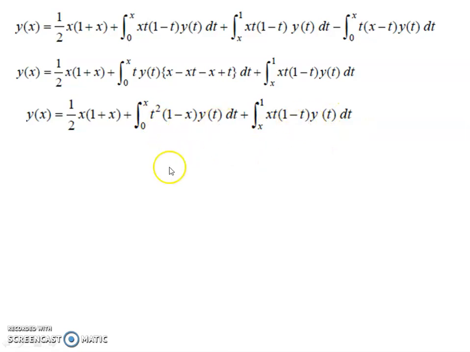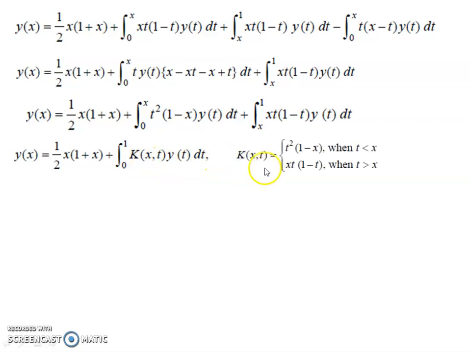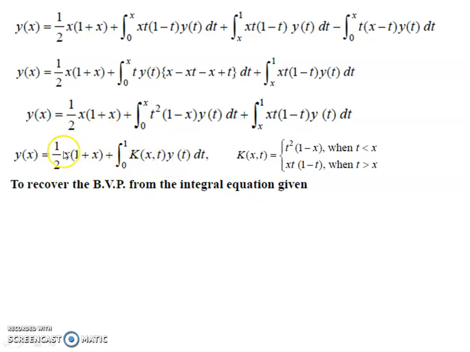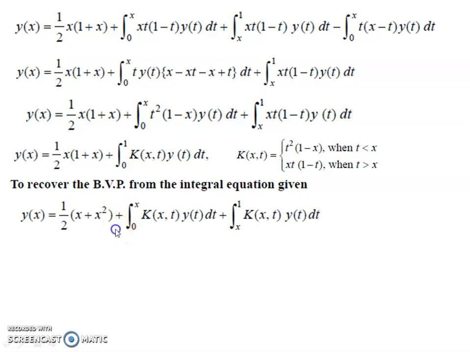So I take it as K(x,t). This is K(x,t), where K(x,t) is written as we saw in the earlier question. K(x,t) is equal to t square 1 minus x when t varies from 0 to x, and xt into 1 minus t when t varies from x to 1, that is, t is greater than x. So this is all about the integral equation. To recover the boundary value problem from the integral equation, we just differentiate this.